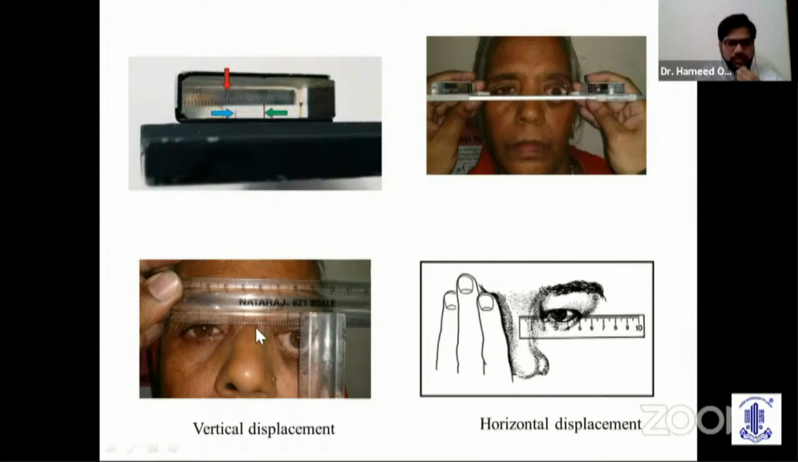Then vertical displacement is measured by using the two scale method, in which a horizontal scale is placed along the lateral canthus of the two orbits, and a vertical scale is used to measure the distance from the horizontal scale to the 6 o'clock limbus. And you take the difference of the two eyes, that will give you the amount of vertical displacement. Whereas for horizontal displacement, you take a mark on the center of the nasal bridge and you measure the distance from that mark to the nasal limbus of each eye, and the difference between the two measurements will give you the amount of horizontal displacement.